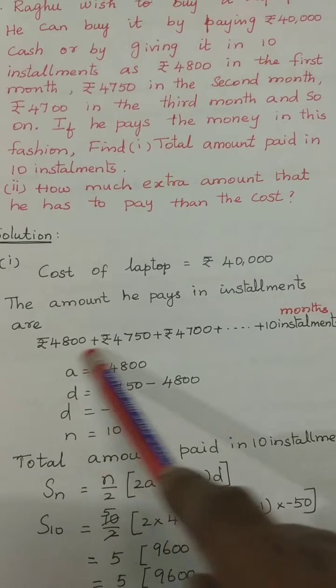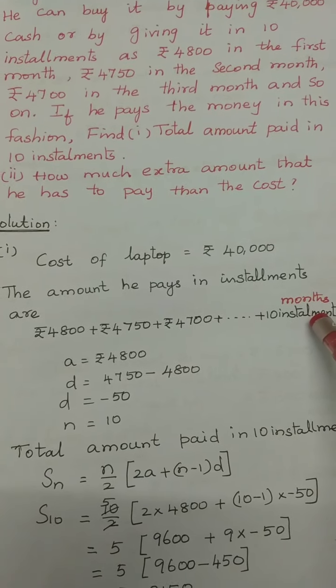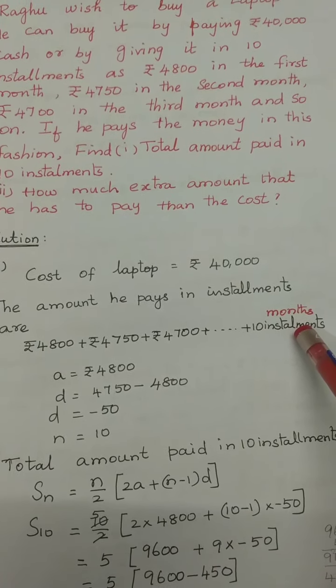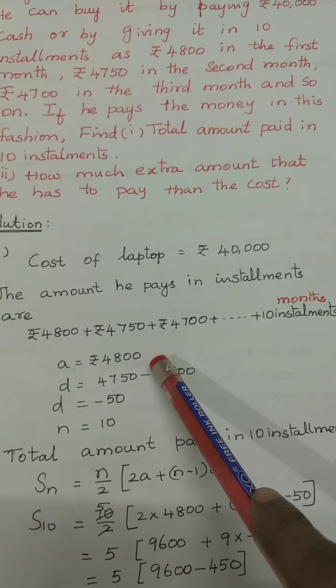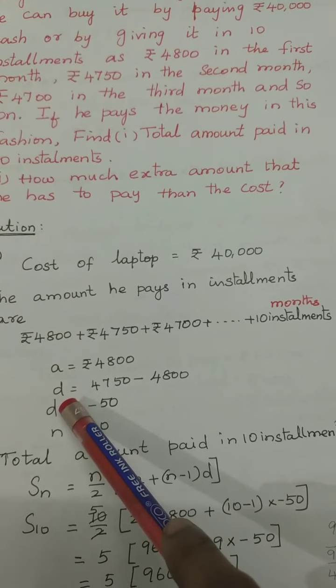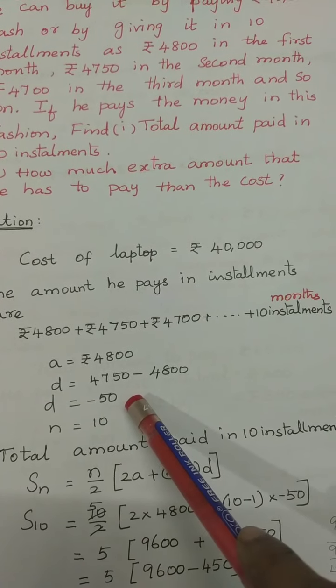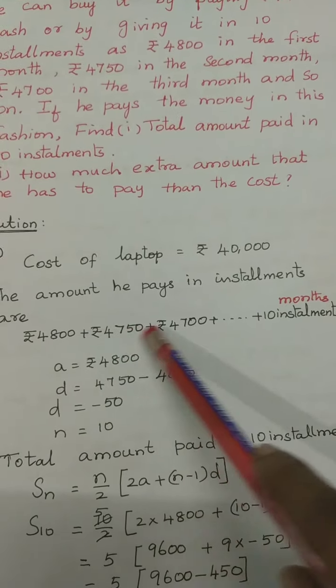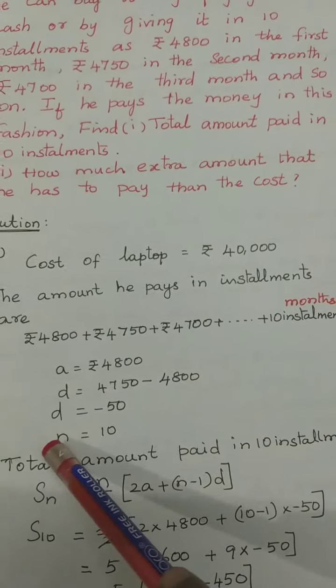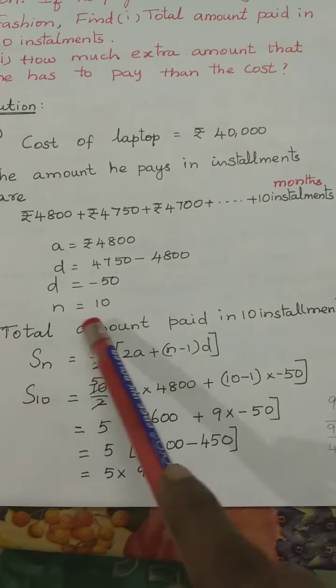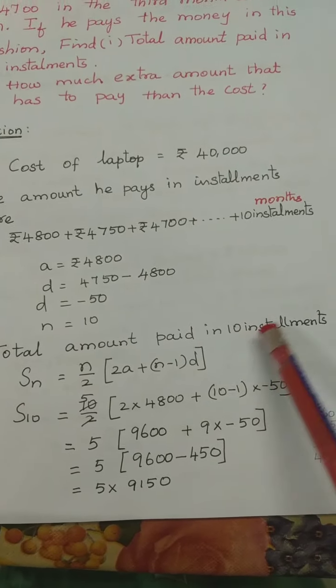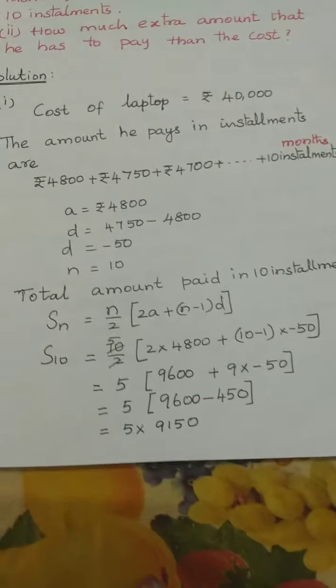So, we can calculate this by the sum of arithmetic progression formula. Here A is equal to rupees 4,800, D is minus 50, and the number of months is 10, so n we also know. Then, we'll see the total amount paid in 10 installments. This is the first question.